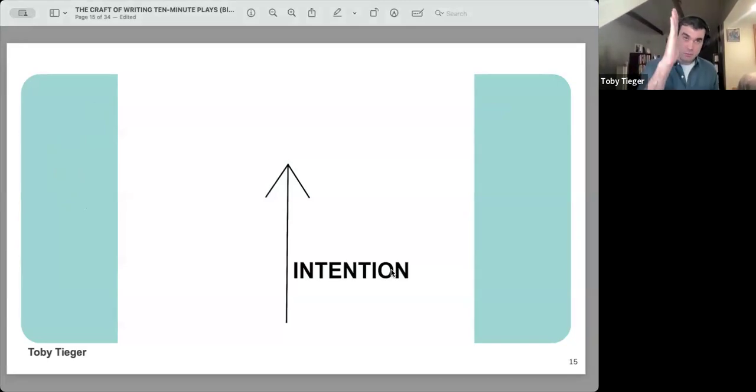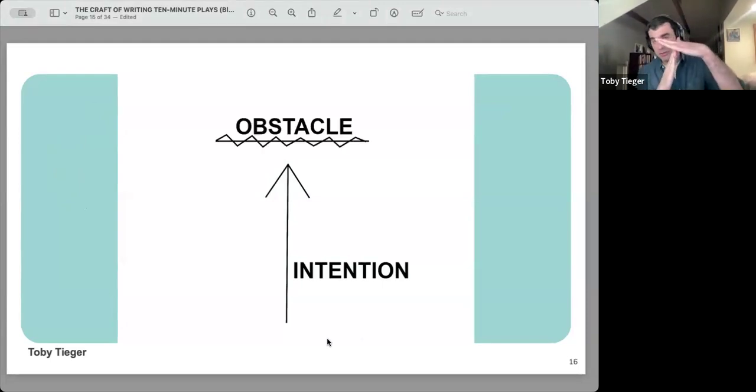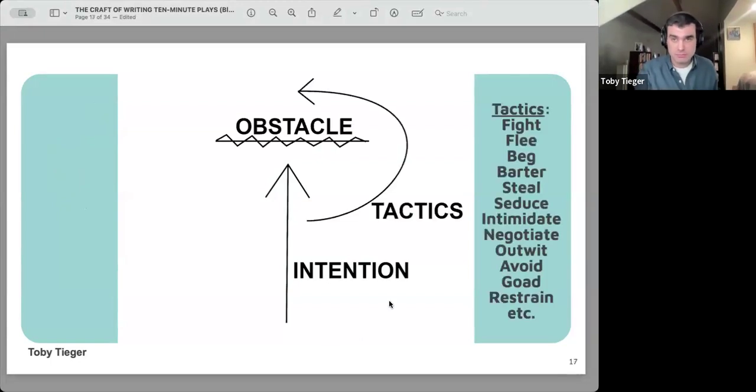Here we have want. We are the character in this situation at the bottom of the screen. Want, intention, obstacle, and then tactics are what you do to get around the obstacle. So the character could be doing anything. They could be fighting somebody. They could be running away. They could be begging. They could be stealing. They could be avoiding. They can outwit, anything that they want to be doing. The tactics that they are using to get around the obstacle are what we're interested in when we're watching a story.